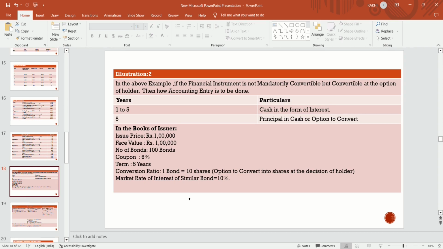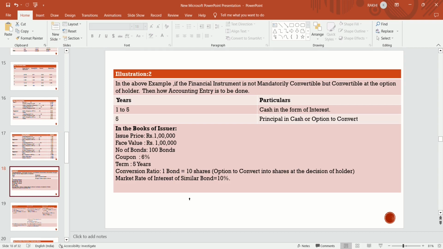Year 5 में प्रिंसिपल इन कैश, और या तो आप कैश में रिडीम करवा लीजिए अपना डिबेंचर्स को, या आप उसको कन्वर्ट करवा लीजिए इनटू शेयर्स. So in years 1 to 5 the company is paying cash in the form of interest, and in year 5 it is at the option of the holder whether he will redeem the debenture in cash or he will convert that debenture into share. So in the books of issuer, how should it be accounted for?